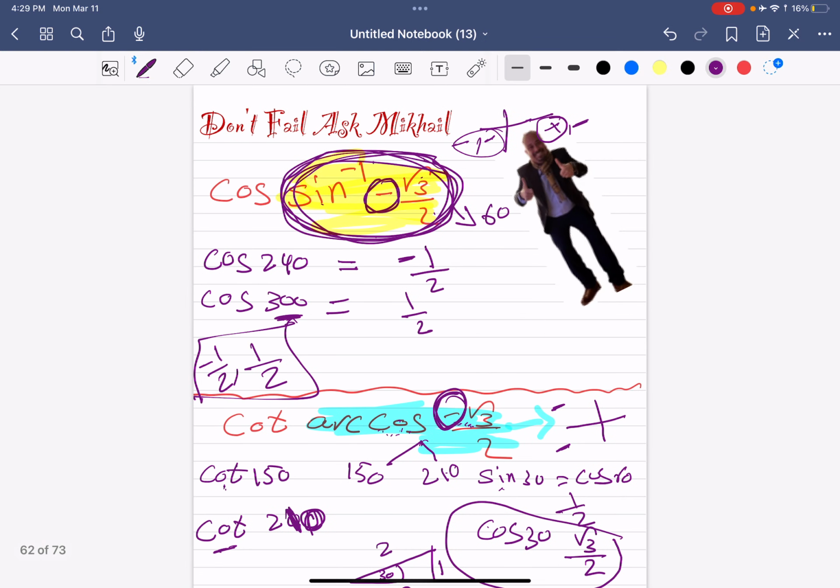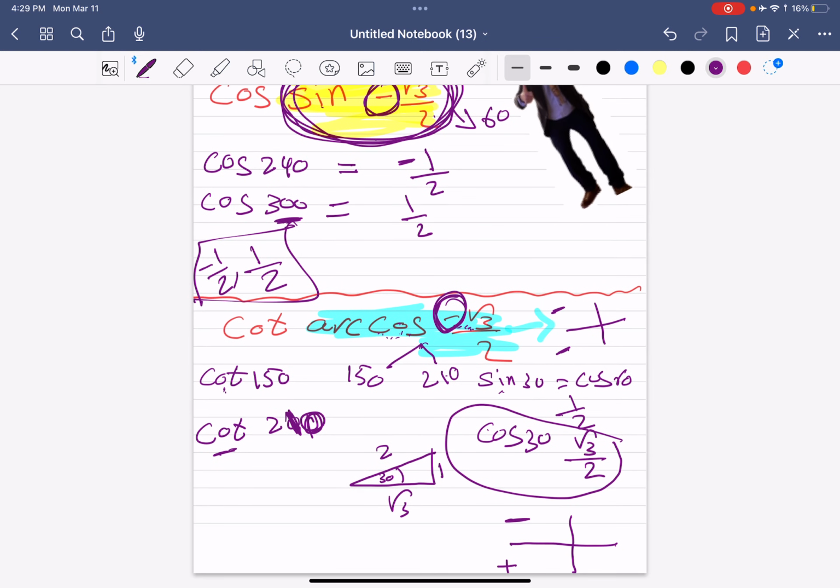So we'll come back here. So my final answer, cotangent 150 equals radical 3. And because it's in the second quadrant, it's negative. And cotangent 210, it's in the third quadrant, so it's positive radical 3. And these are my two answers.